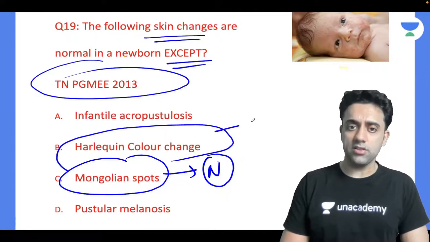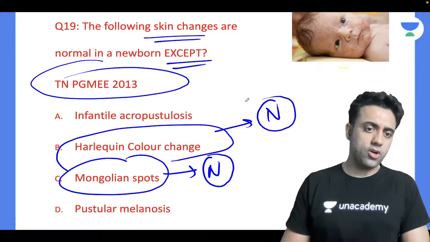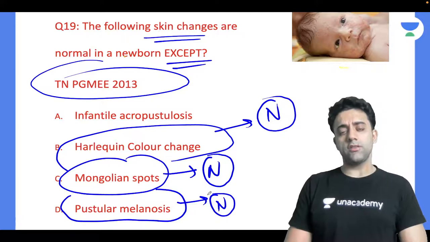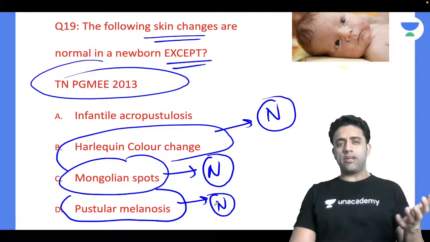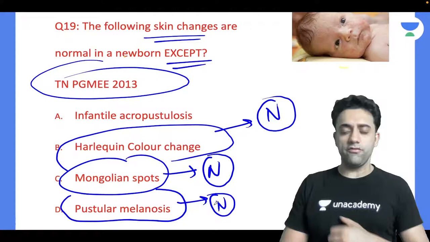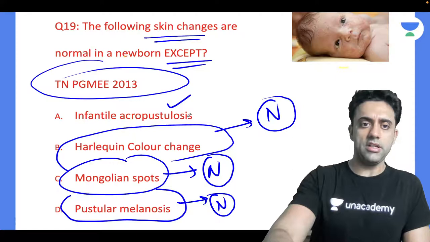Mongolian spot is normal. Harlequin color change is normal. Harlequin baby is not normal. Neonatal pustular melanosis, which is because of neutrophil accumulation and a maculopapular pustular rash without an erythematous base, is normal. Infantile acropustulosis is not normal. I'll show you a picture.